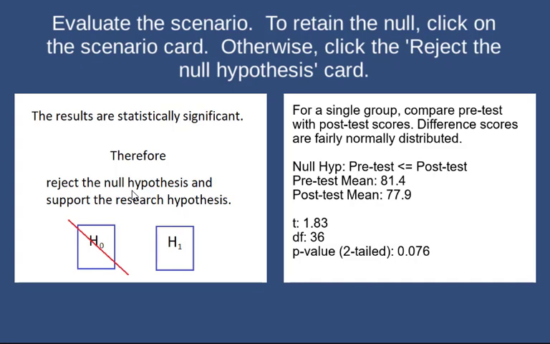Now remember, we're doing a one-tailed test, so we're going to divide that in half. We could just pull out a calculator and put in 0.076 and divide it in half, we get a 0.038, and that is less than or equal to our alpha level of 0.05, so we get to reject the null hypothesis.